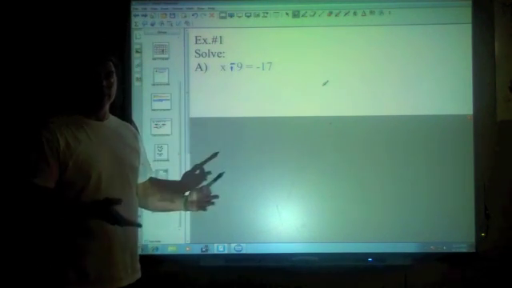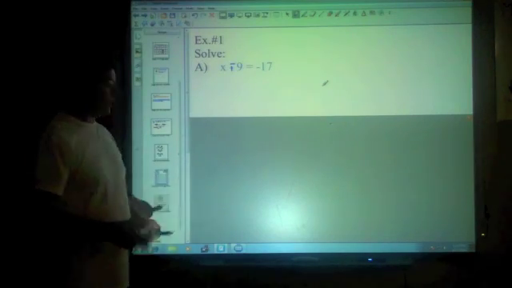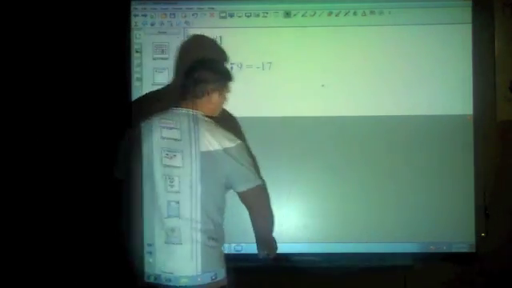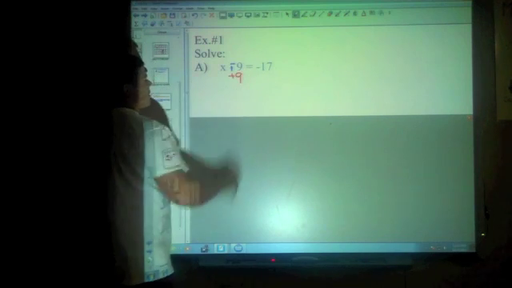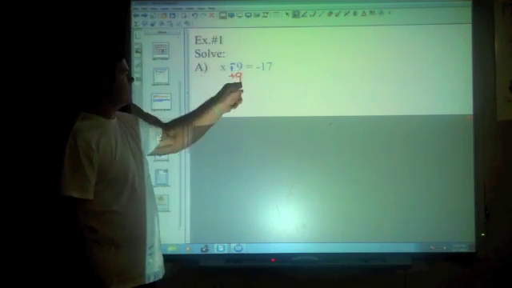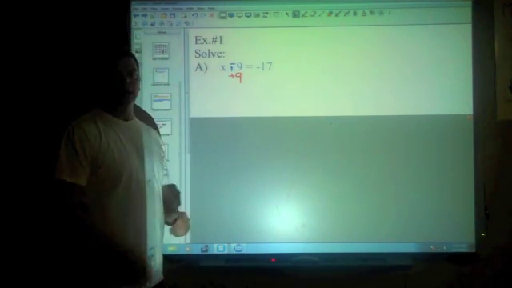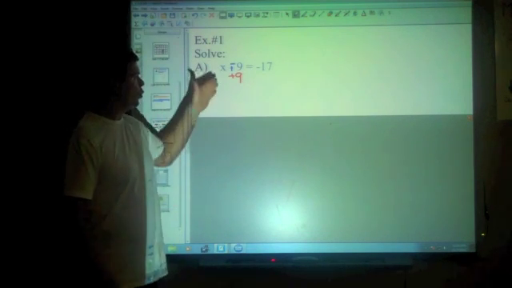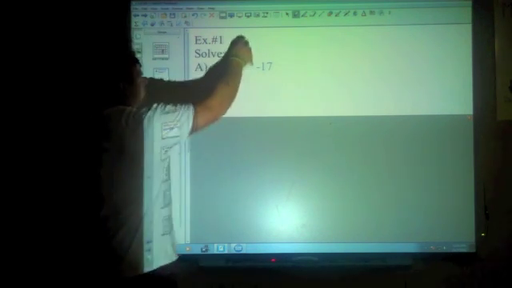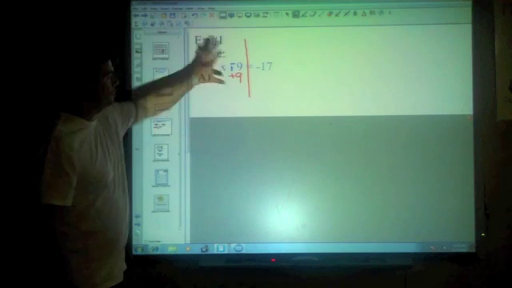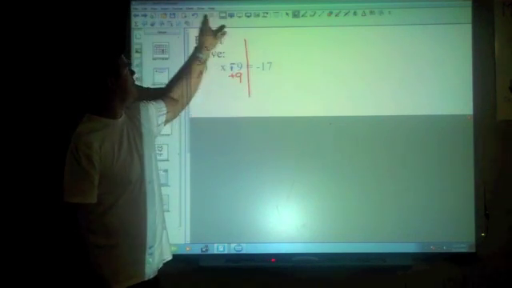So what is the opposite of a negative 9? The opposite is a positive 9. But if you just do that and you cancel out and go x equals negative 17, you will have the wrong answer. The rule states, whatever you do to one side of the equal sign, you must do to the other.